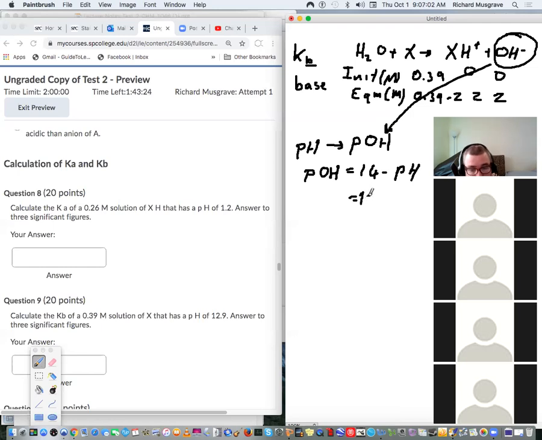Sorry, let me do this out properly. 14 minus 12.9, so it's 1.1.